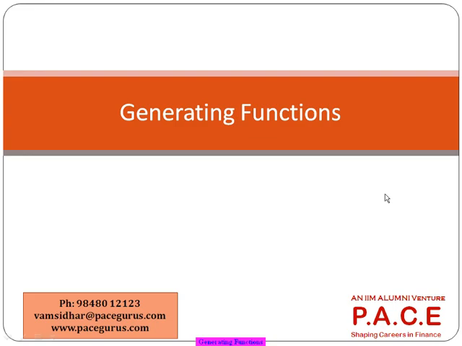Yeah, in this session, let's look at what are called the generating functions. There are three major groups which we will be seeing. One is called a probability generating function, one is called a moment generating function, and one is called a cumulant generating function. What are these three?